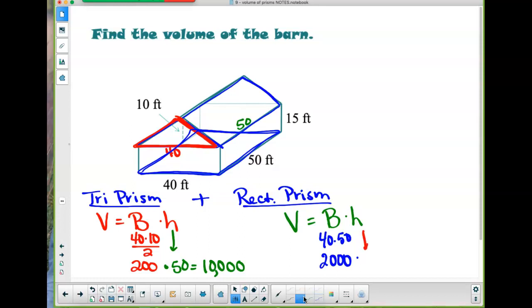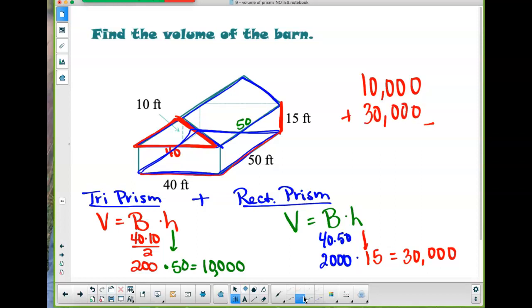times what's the height of that bottom prism? How tall is it? We already used the 40 and the 50. 15. So 2,000 times 15 is 30,000. So what's the total volume? We would have to do 10,000 plus 30,000. It's a total of 40,000 feet cubed.